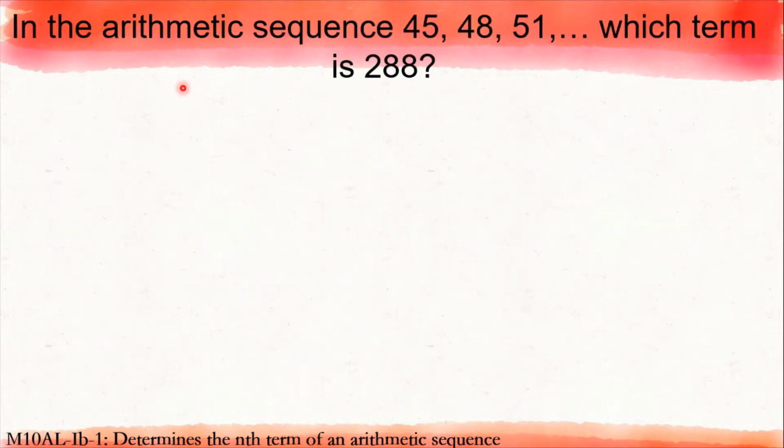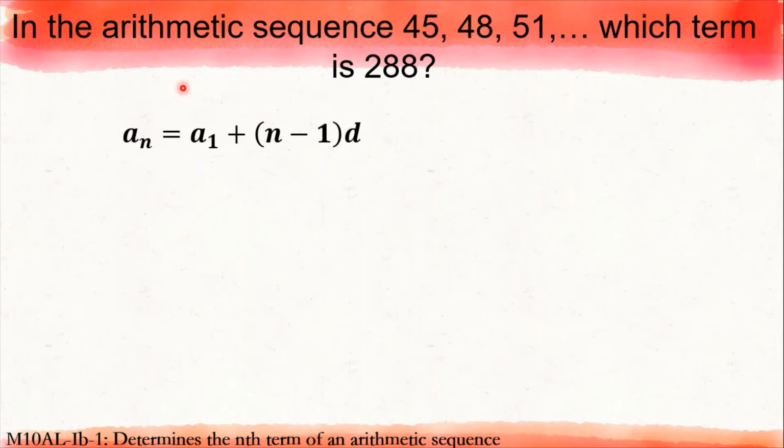Okay? This time, let us try to solve this problem. In the arithmetic sequence 45, 48, 51, which term is 288? So, pang ilan daw ang 288 from the given arithmetic sequence? Ulitin ko, pwede nyong isa-isahin, tapos bibilangin ng terms. Yun nga lang, medyo matrabaho. So, pwede tayong gumamit ng general term or nth term of the arithmetic sequence. So, we have a sub 1 plus n minus 1 times d.